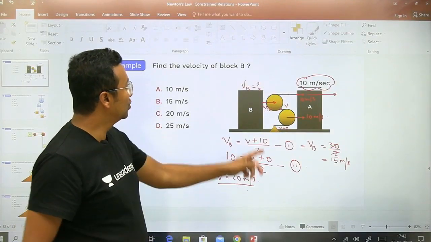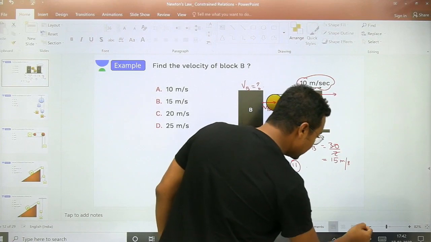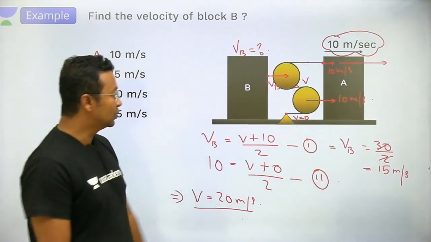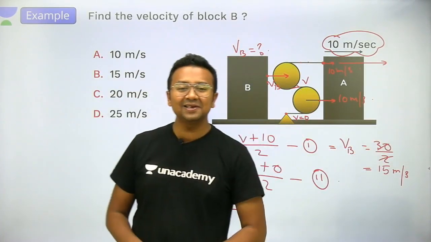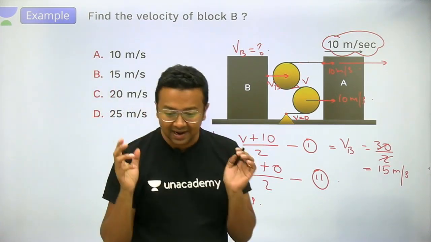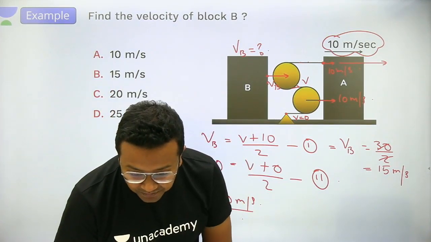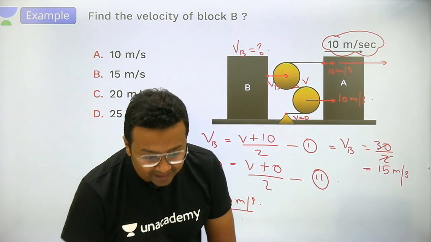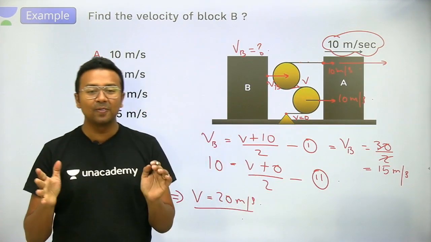All right. So, excuse me, I think something went wrong. Okay. So, this is going to be equal to 15 meters per second. Did everybody understand this method right now?